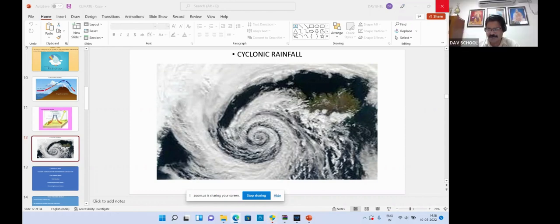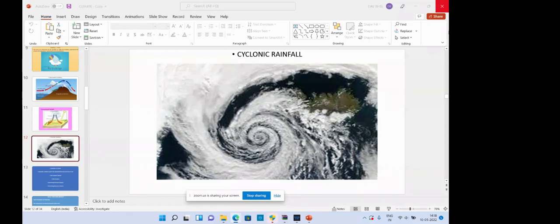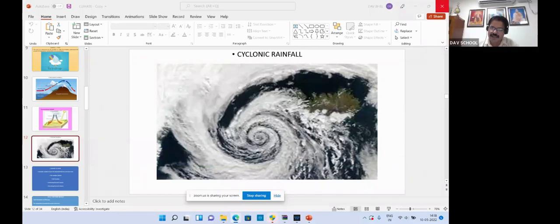The process is the same, but the difference is in the cause of the air rising up. In orographic rainfall, the air rises because the mountain slope makes the wind rise up. But here we have a low pressure area surrounded by high pressure area. So wind will come from all the directions towards the low pressure center in a whirling motion. As a result, the air will rise up, and as the air rises up, it cools. And when the air cools, its capacity to carry moisture will decrease.